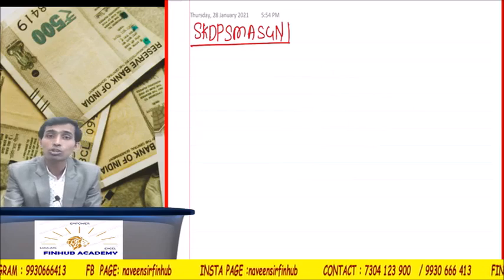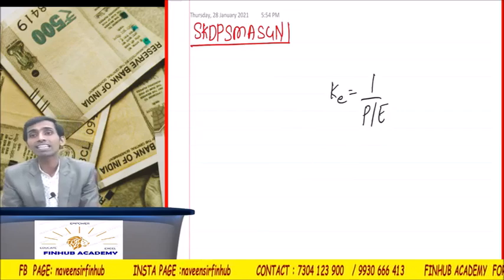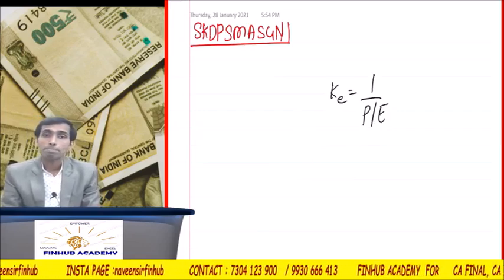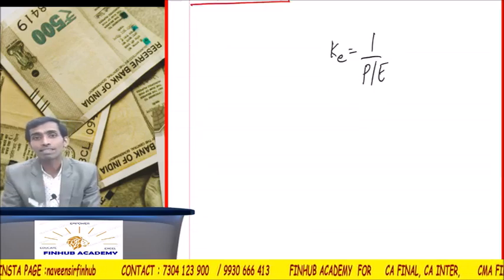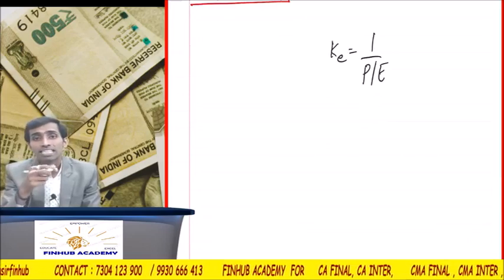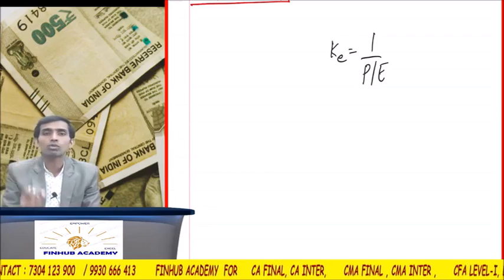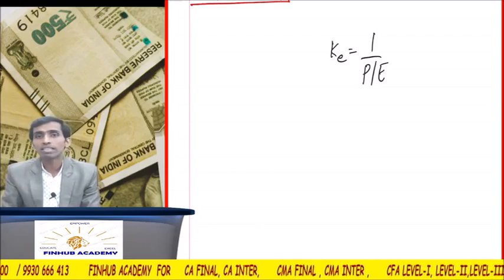Then the price earning approach was there. K equals 1 upon P, that is E upon P, earnings upon price. Then we did the realized yield approach, where we apply the IRR method. If we have the cash flows, we estimate the discounting rate where the NPV is 0. That rate is called the realized yield in equity. Correct? I hope you are remembering this.